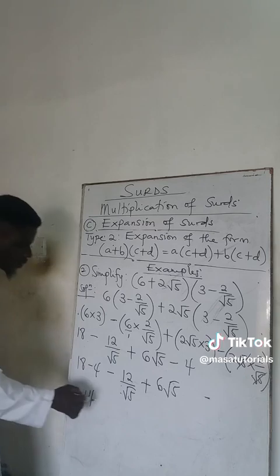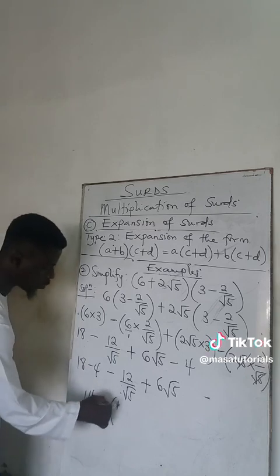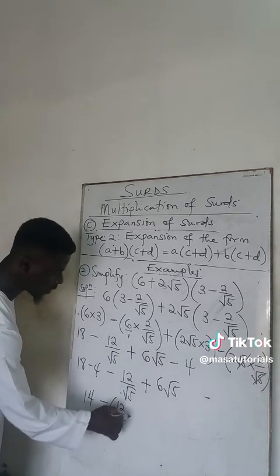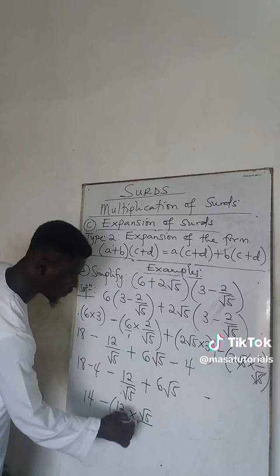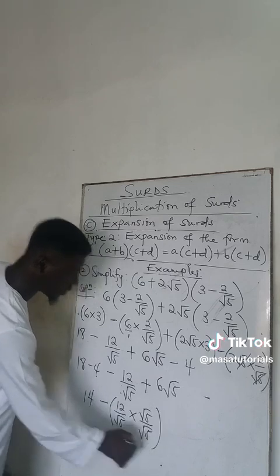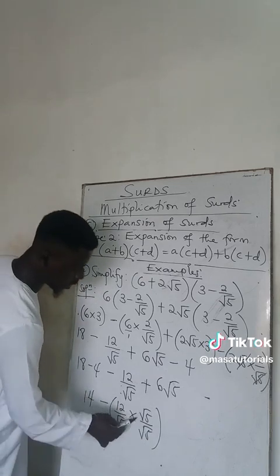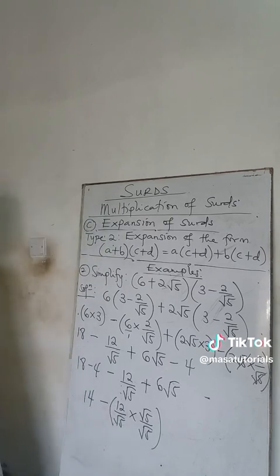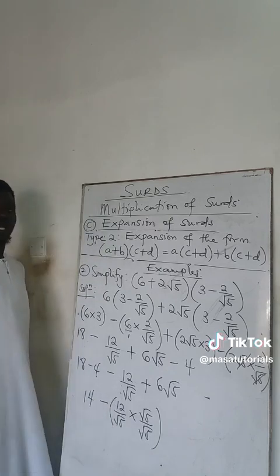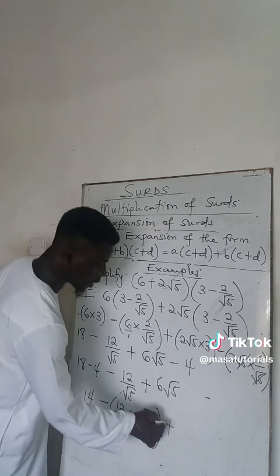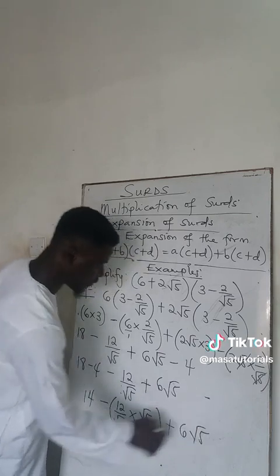So that's what I'm trying to say. 12 over square root of 5 times square root of 5 all over square root of 5. You haven't done anything, right? Because when you cancel it, you still get that. You want to take the irrational number out of the denominator, that's why we are doing that. Plus 6 square root of 5.